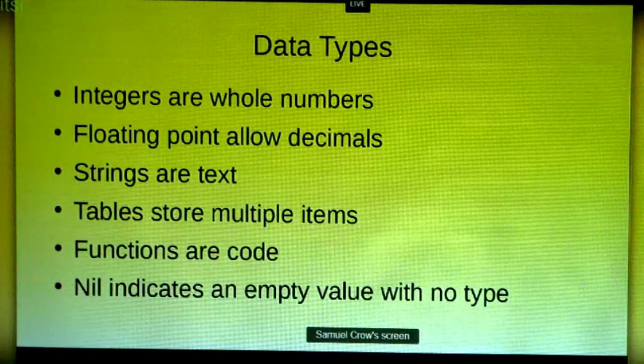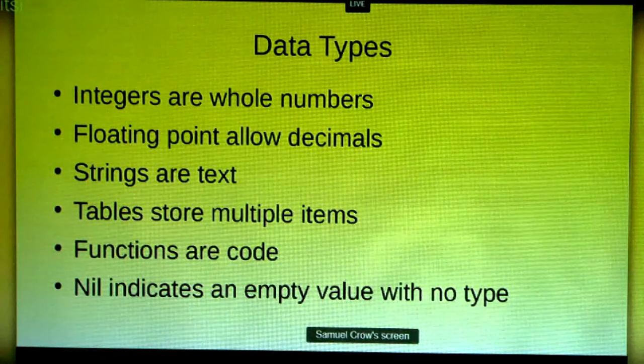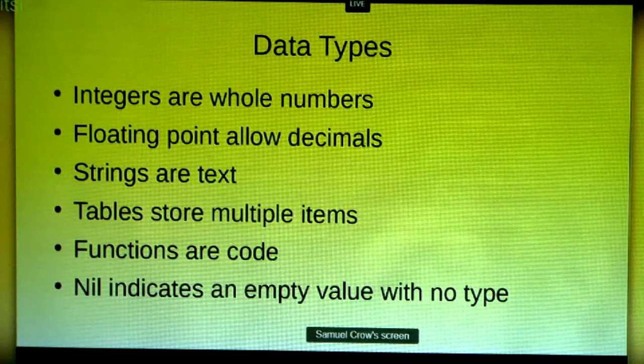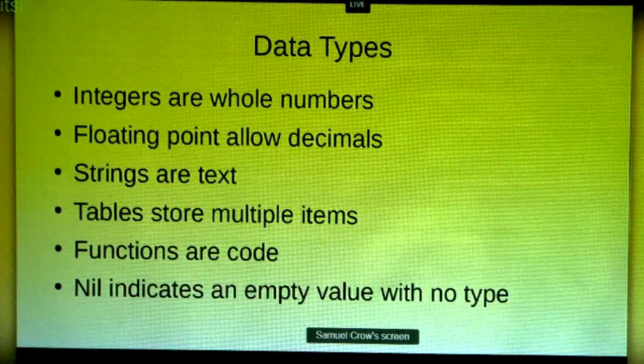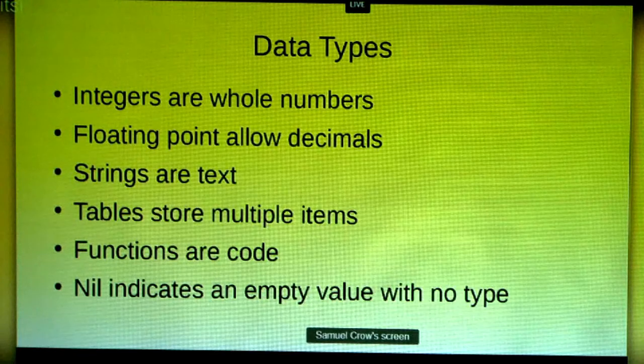Tables, which store multiple items like namespaces, arrays, classes, and maps, are all rolled into one entity. Functions are also a data type that stores Hollywood bytecode. Finally, the nil type is no type at all, but is mainly a placeholder. It is assigned to variables to cause them to be garbage collected.